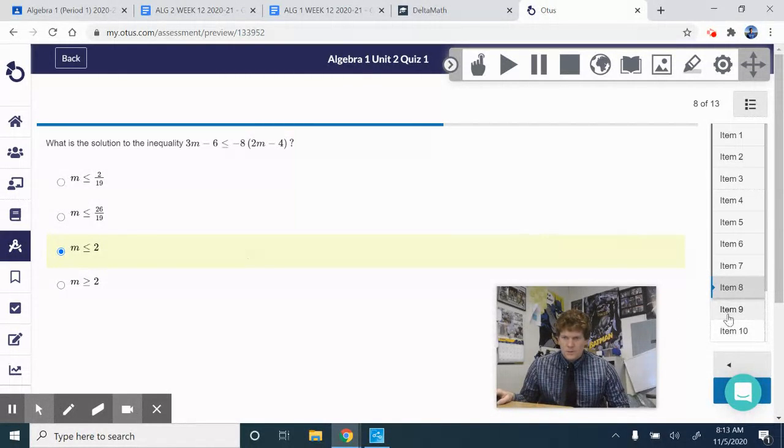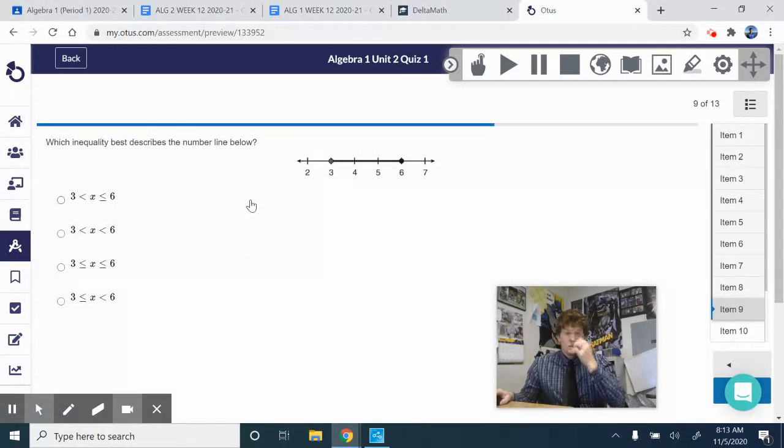Going on to our next problem. What describes the inequality below? We were looking at our circles here. We're at 3 and 6, but they're all at 3 and 6, so we just got to pay attention to the open and closed. Open for 3, closed at 6, so we want not underlined and underlined.